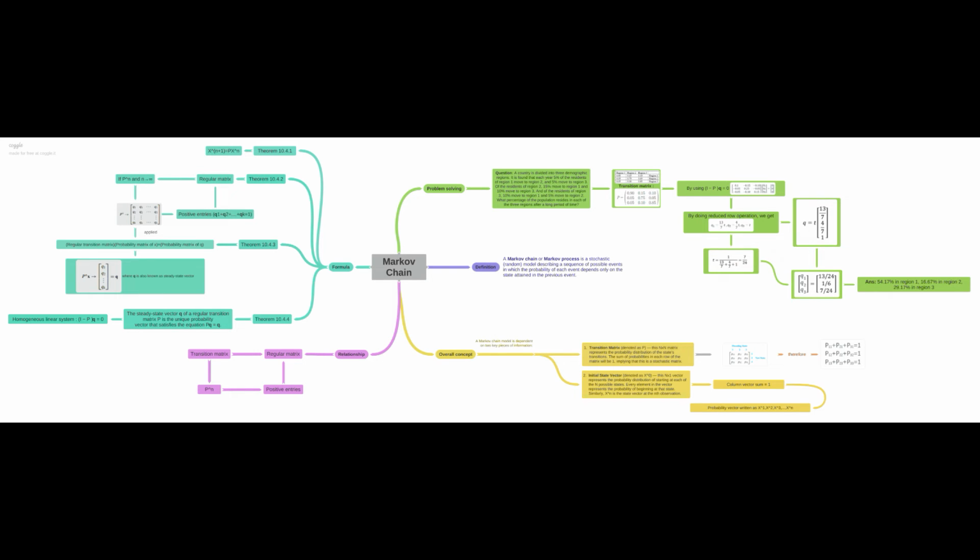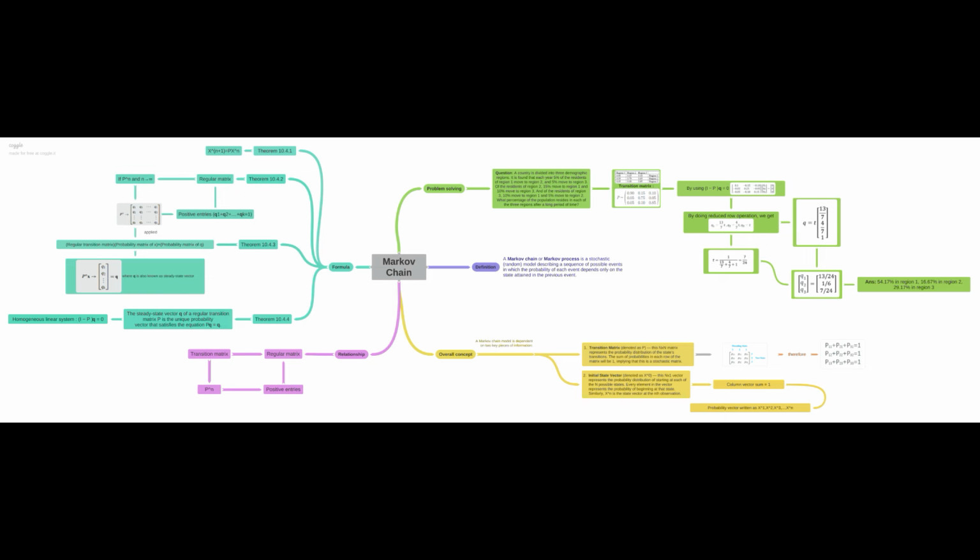Here is our mind map. Firstly, we'll need to define our chapter. What is Markov chain? Secondly, we'll need to figure out the formula learned in this chapter. For Markov chain, there are 4 theorems required that we have listed out.